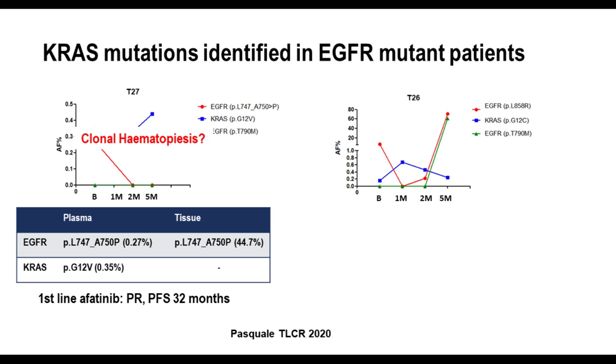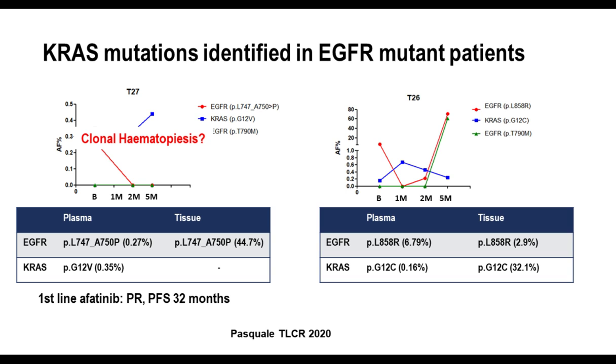Well, we have similar dynamics. The EGFR mutation clearly changed during treatment with the TKI, whereas the KRAS mutation has an opposite behavior and clearly is not motivated by treatment. So this has to be clonal hematopoiesis.